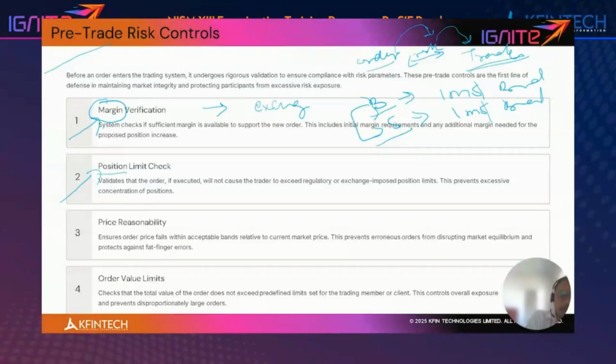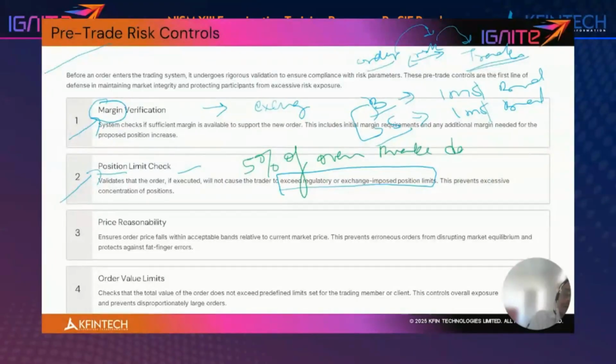Then is a position limit check. If the order is executed, it should not exceed the regulatory and exchange imposed position limit. Suppose there is a regulatory limit that you cannot have more than 5% of overall market depth. Suppose the market depth is 100 million. So 5% of that will be 5 million. So any order which is above 5 million, the exchange will not allow. Why? Because this limit will trigger. So these kind of limits are also checked.